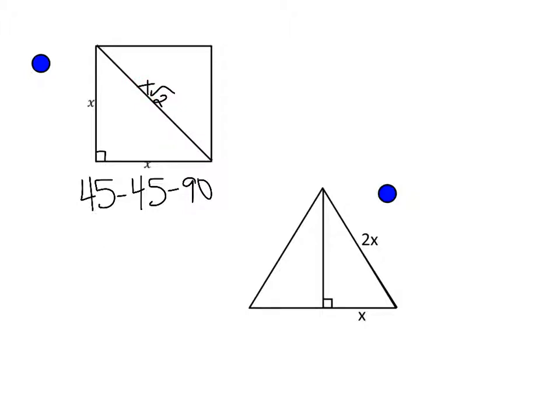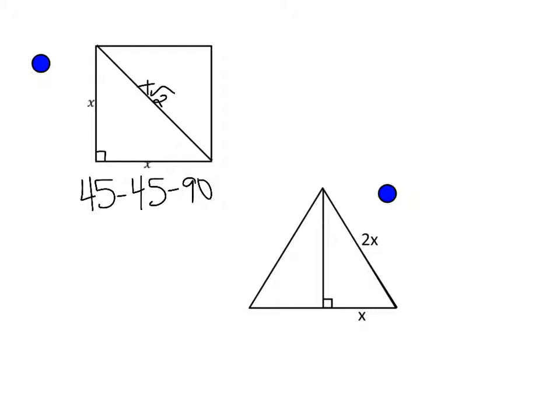So if I know this leg right here, I can immediately multiply by root 2 and I'll have the hypotenuse. What also works is if you already know the hypotenuse, you can divide by that root 2 to get rid of it, and then you have the leg measurement. So multiply to go to the longer one, divide to go to the shorter one.